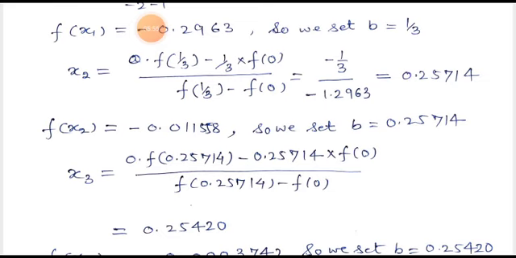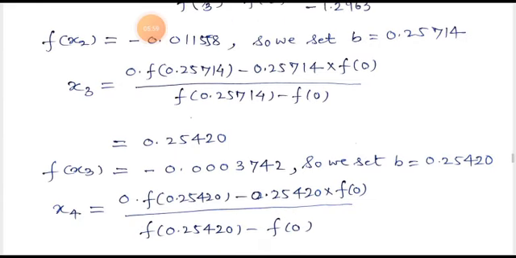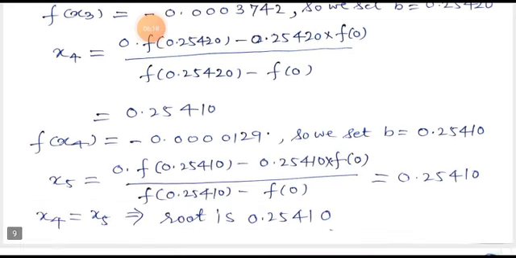So x3 will be 0.25402, and with similar iteration we find f(x3) is negative. So we set b is equal to 0.25420, and in the same way we calculate x4 by putting the values in the formula. We get x4 is equal to 0.25410.